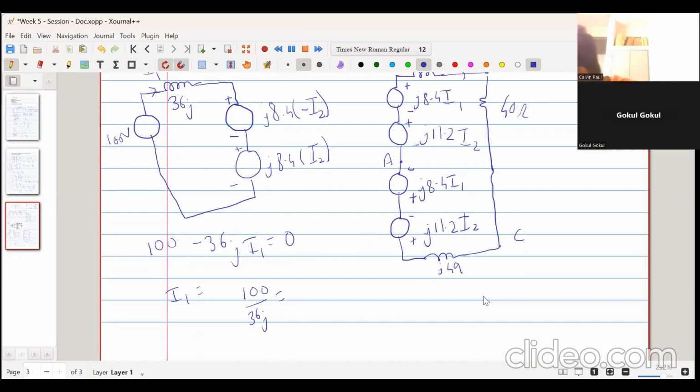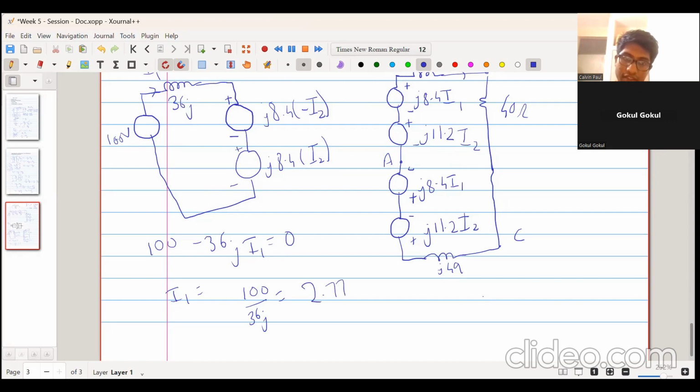100 upon 36, how much is it? Minus 2.77 J, sir. Why will be minus? Oh, okay. Don't consider J, because J is just for the phasor quantity.